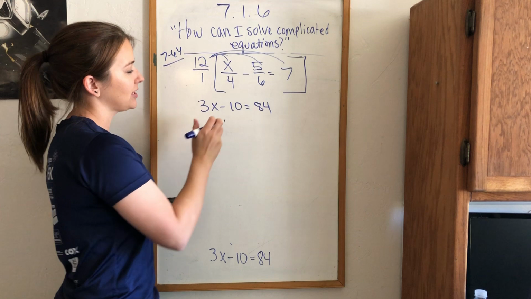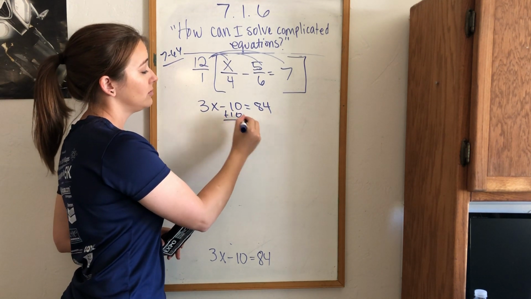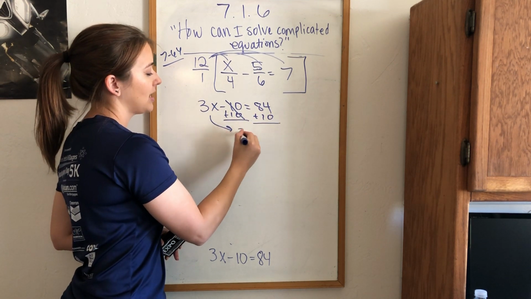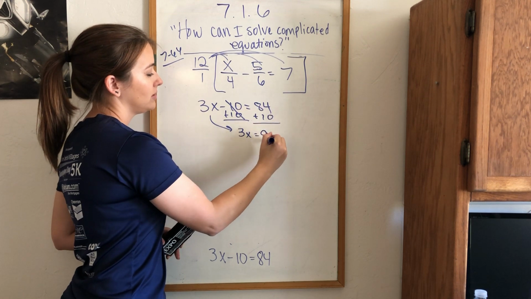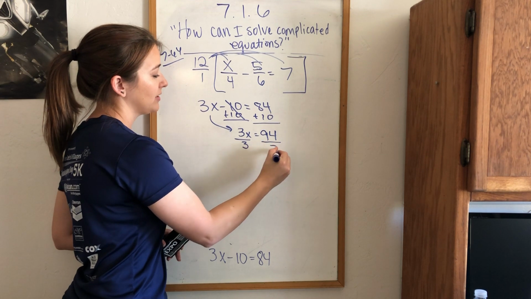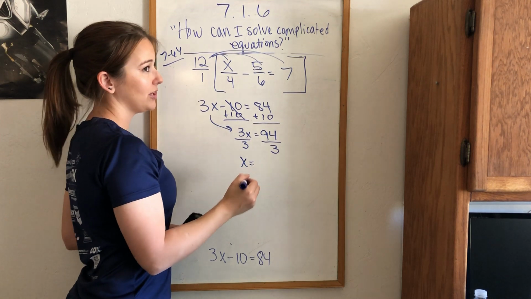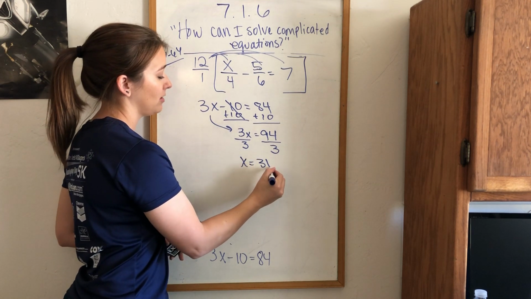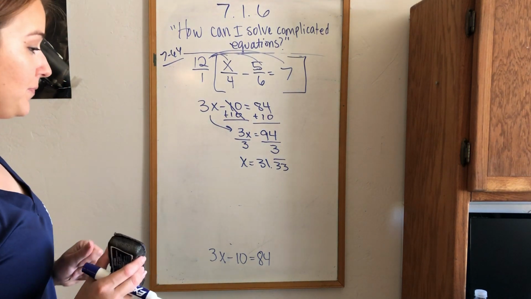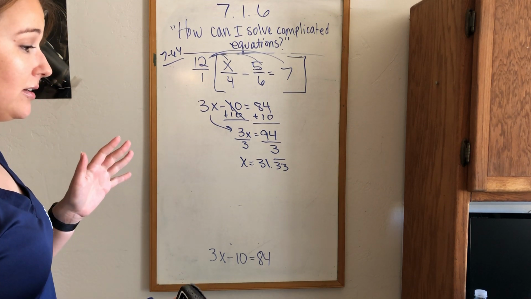Okay, to get x by itself, I need to get rid of this minus 10. To get rid of a minus 10, I add 10 to make it 0. I have to do the same to the other side to balance. I'm left with 3x equals 94. Last step, divide both sides by 3 to make it balanced. This becomes 1x. 94 divided by 3 in your calculator should come out to 31.33 forever.